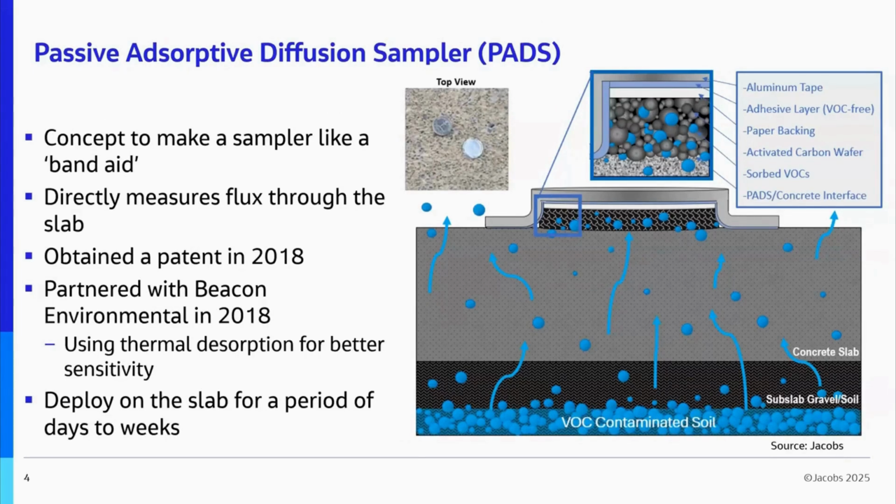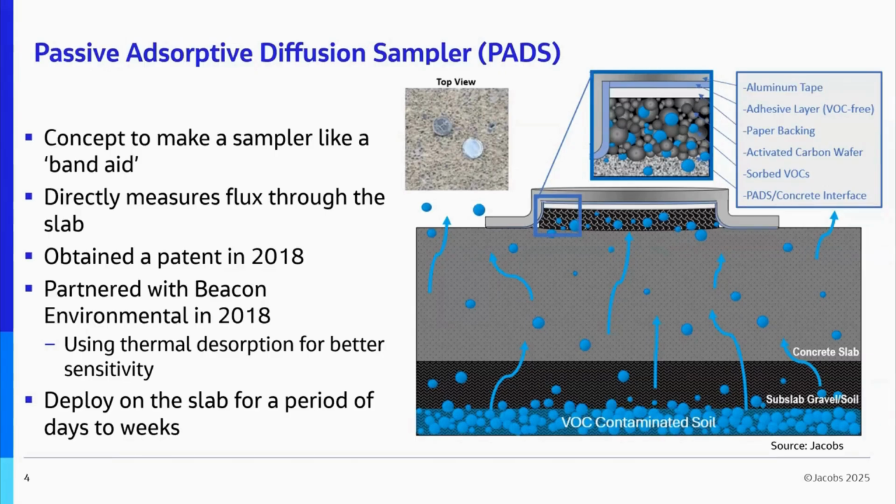So this is the pad sampler that we developed. It's really a pretty simple little device. Think of a Band-Aid and replace the cotton part of the Band-Aid with activated carbon. And then the adhesive of the Band-Aid, the little plastic strip, replace that with a piece of aluminum tape about the size of a quarter. You just lay the little adsorptive layer down and then cover it with the aluminum tape. And then as the vapors diffuse through the slab, they get intercepted and absorbed by the activated carbon.